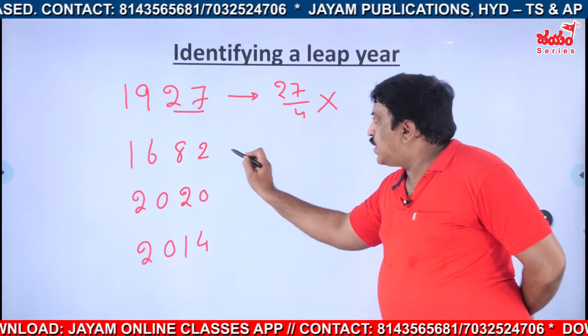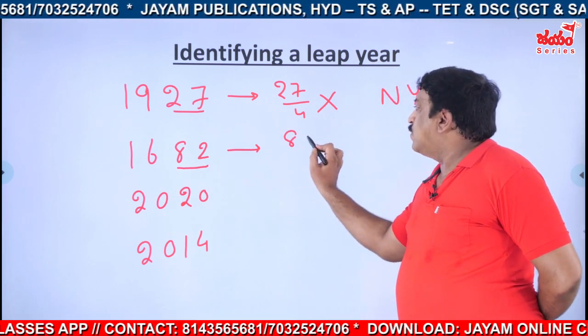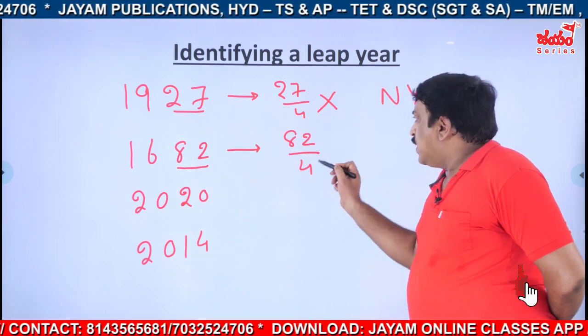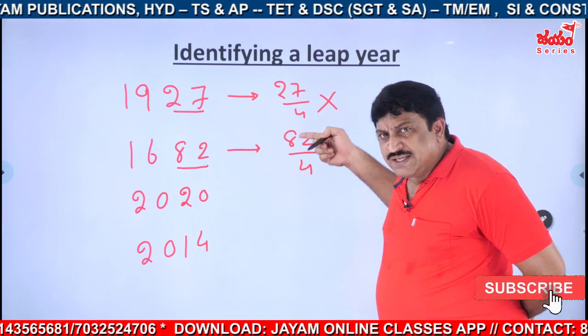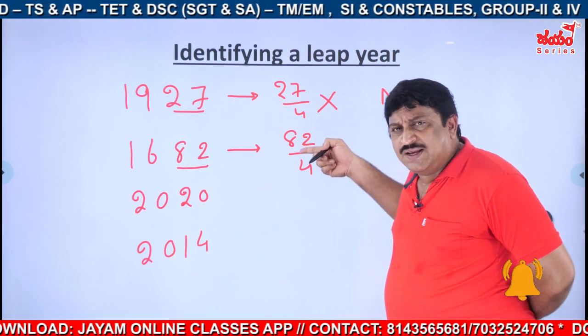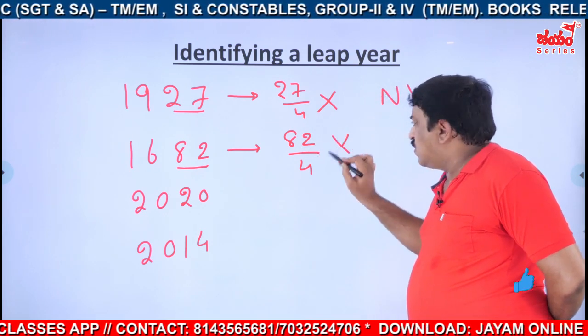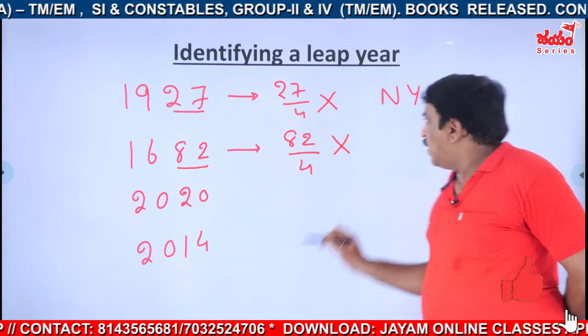Now 1682. So we have to select only the last 2 digits and say 82 divided by 4. Is it exactly divisible? 4 20s is 80. What is the remainder? Remainder is 2. So it is also not exactly divisible. So it is a normal year.